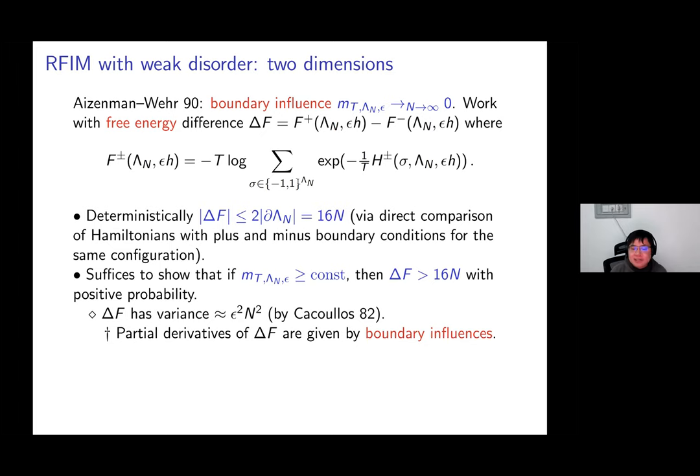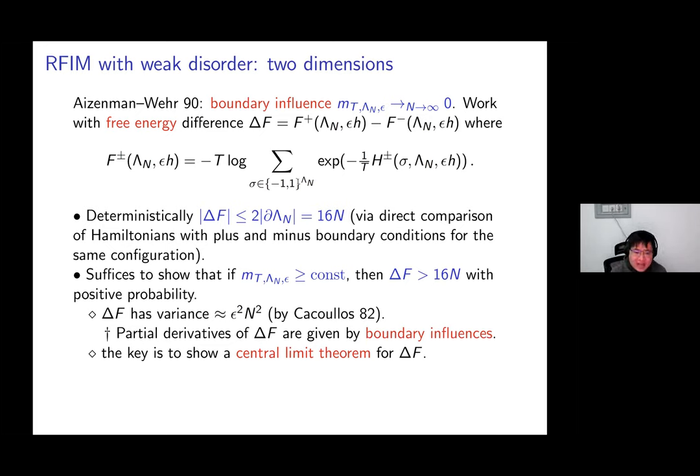The reason why the assumption that the boundary influence stays above a constant kicks in is because the partial derivatives of this free energy difference are given by the boundary influences. So if the boundary influences are larger than some constants, then we get a lower bound on these partial derivatives. You can either use Aizenman and Wehr's result, or I think they provided a self-contained computation in their paper. That's not yet the key part of their argument.